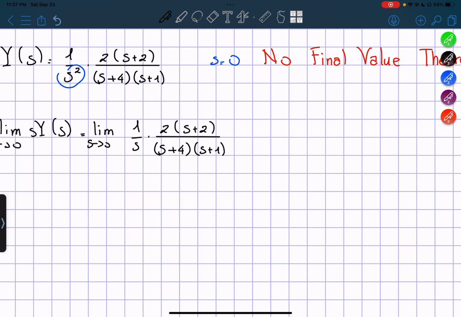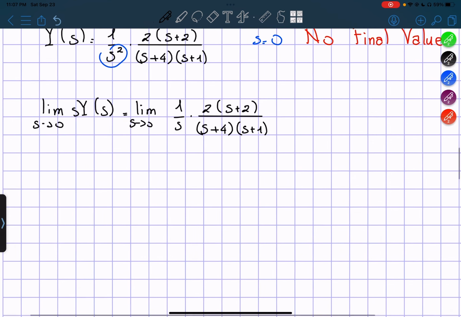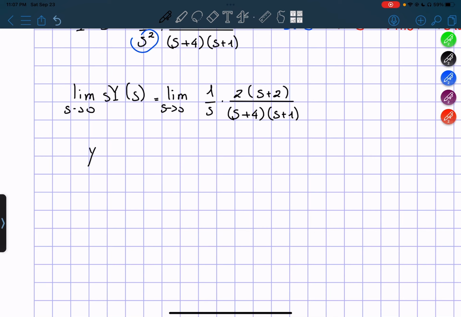In fact, our actual solution for the steady state, I'm just going to write the solution without doing all the work, is going to be equal to t. That means our steady state is unbounded. We don't have a specific value that we want to reach.